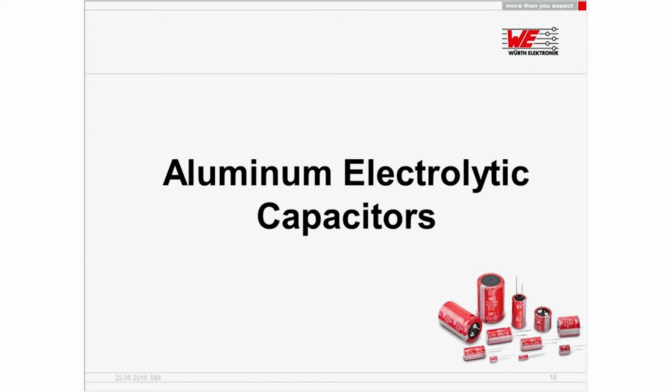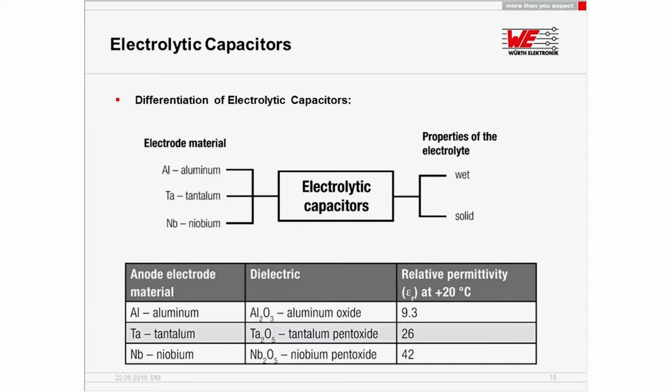If we go further to the electrolytics, this will be the second topic for today. For the electrolytics you can differentiate, as I said, between the electrodes, so let's say the electrode materials. That's the reason why you find aluminum, tantalum and niobium, and also the properties of the electrolyte can be different, so normally they are wet or solid. Also, you can find some so-called hybrid types where you mix solid particles into a wet solution. This is also possible, but as you see, mainly these are the differences in case of E-caps.